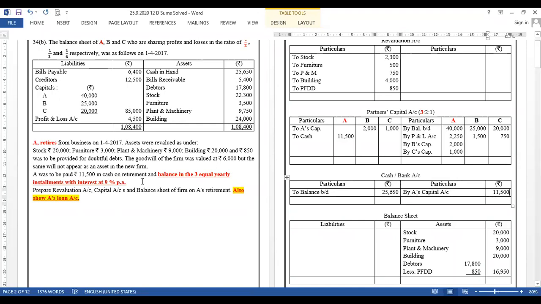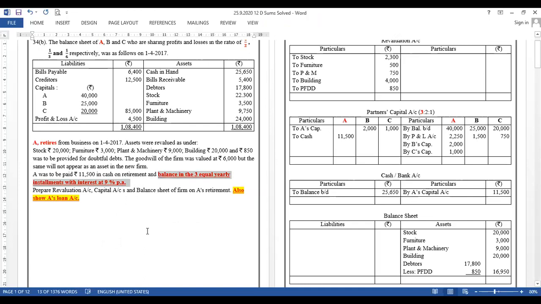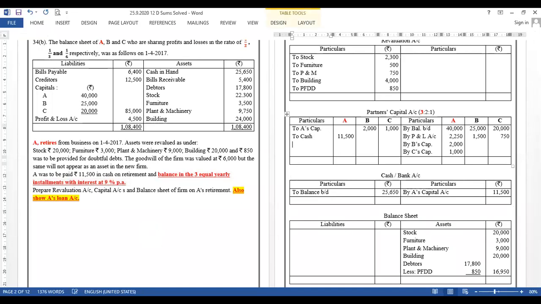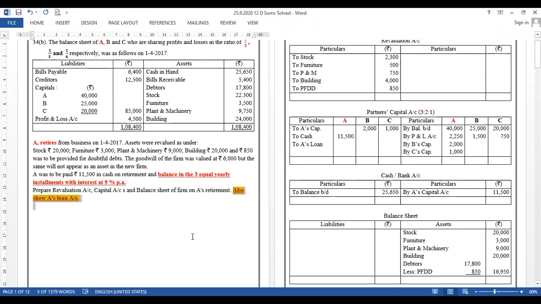And then the balance in three equal yearly installments with interest at the rate of 9% per annum. Interest has to be paid in three equal yearly installments, but as I have told you, this is not in the syllabus now. That's why I have marked it with red. The only thing we are supposed to do is write over here, to A's loan. That is what we have done till yesterday. We are not supposed to do the rest. This is why I have highlighted this thing also. Also show A's loan account.